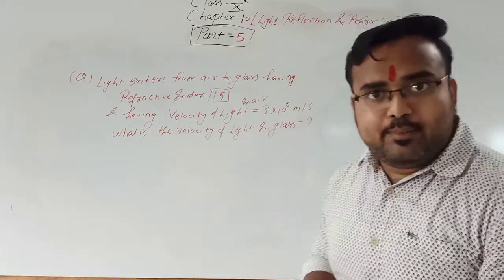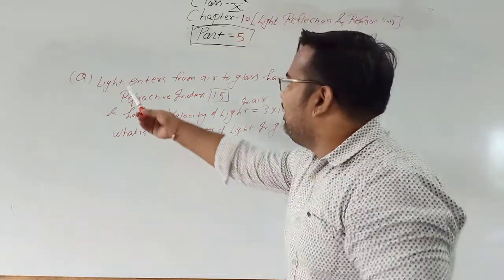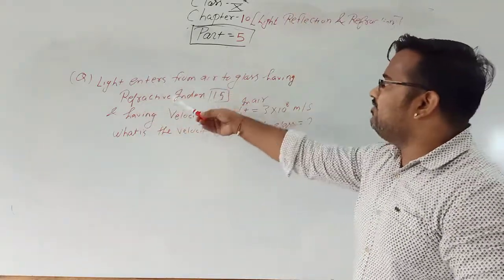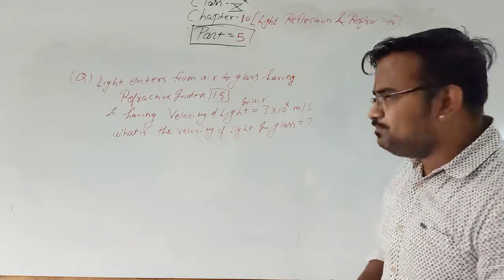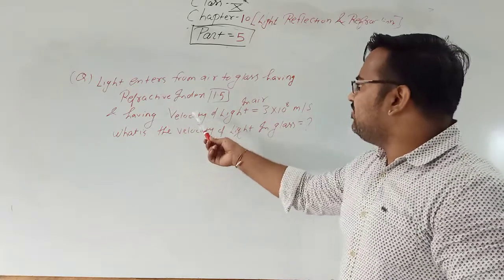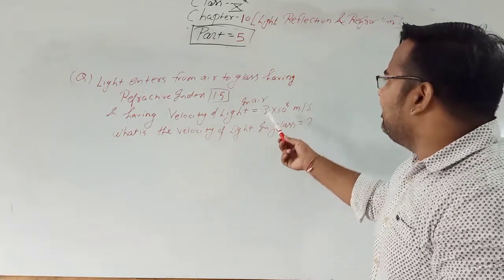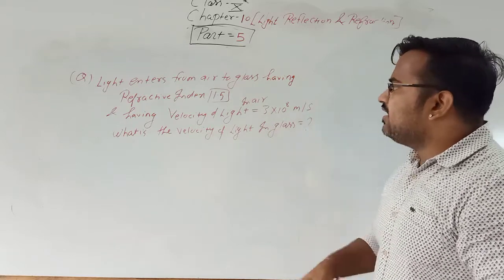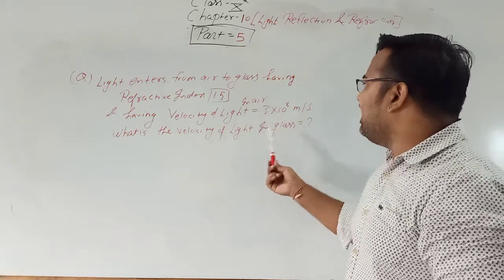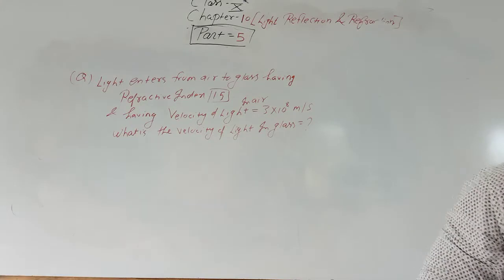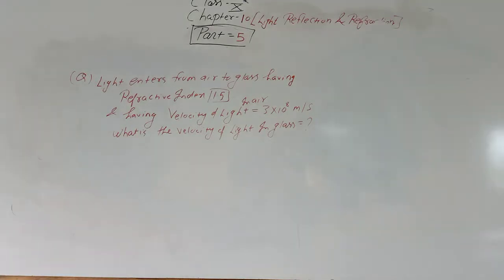Clear? Again I am repeating the question, students. Light enters from air to glass having refractive index 1.5 and having the velocity of light in air 3 into 10 raised to 8 meter per second. What is the velocity of light in glass? You can write the question, then we'll see the solution.